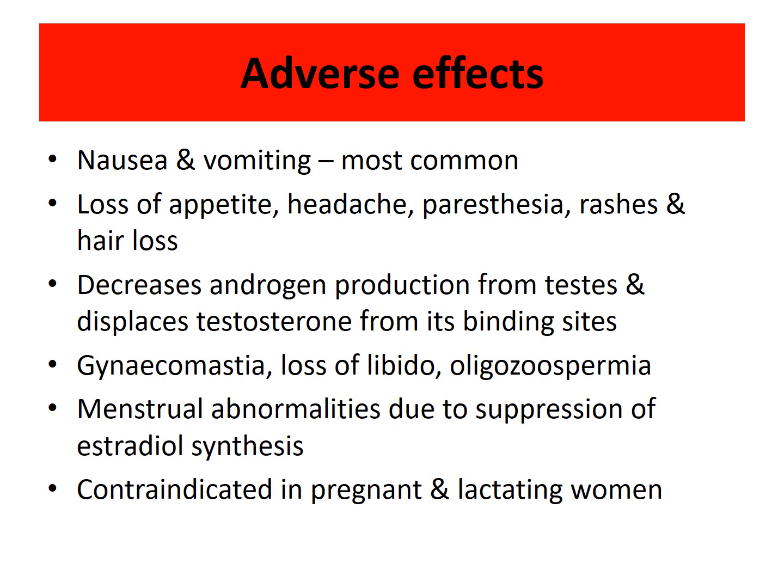Coming to the side effects of ketoconazole, amphotericin B has more side effects when compared to ketoconazole. The most common side effects here are nausea and vomiting, as you write for many of the drugs. Plus, it will have loss of appetite, headache, paresthesias with rashes and hair loss. Some patients will also experience decreased androgen production from testes and displacement of testosterone from its binding sites. This will lead to loss of libido, oligospermia, and gynecomastia. In females, there will be abnormal menstrual cycles due to suppression of estradiol synthesis, and this is contraindicated in pregnant and lactating women.